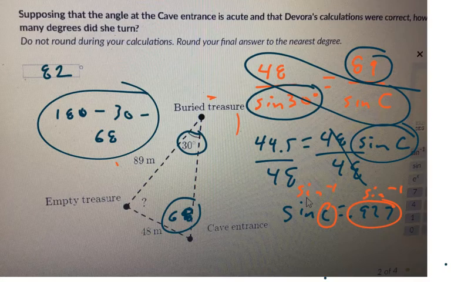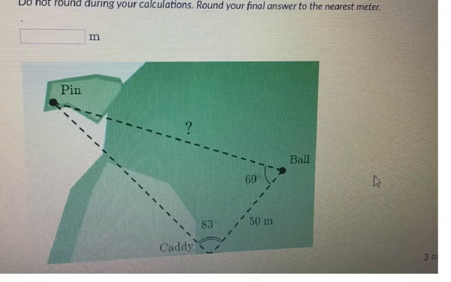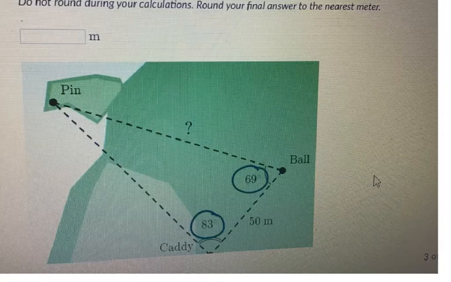All right, let's do one more. Pause the video here if you need to. So, this one's kind of cool. Now, guys, notice this time they gave us two angles.